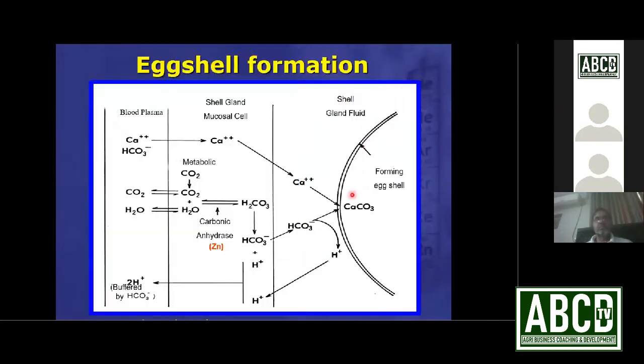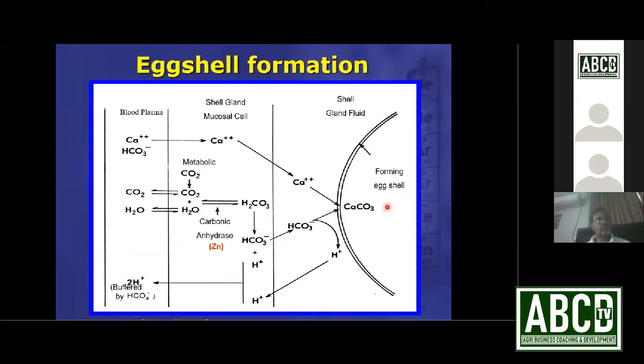What about the shell formation? Here you have a shell. This shell is formed of calcium carbonate. Calcium comes from the feed, and calcium comes from the bone too. And you remember that the bone represents 25 to 40% of the calcium that participates in a shell. The rest comes from the feed. Feed is from 60 to 75%, and from the bone, calcium comes from 25 to 40%. So you need to have a good bone and also good feed to have this calcium here.